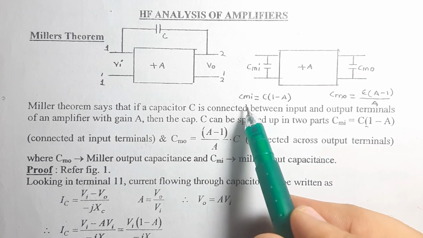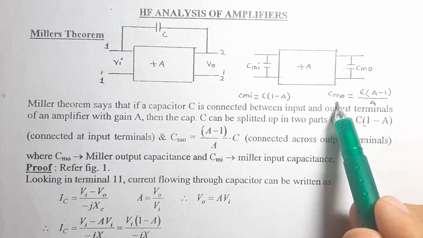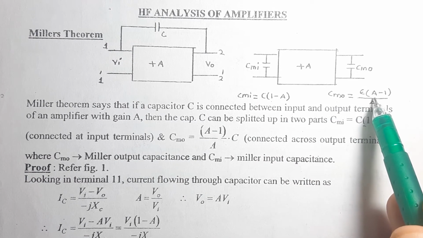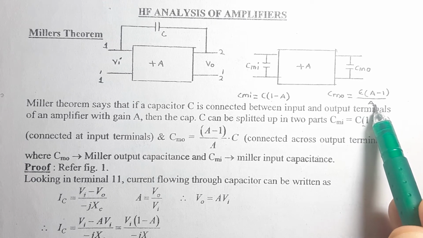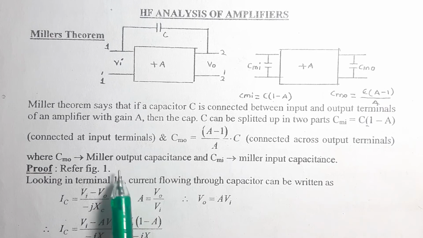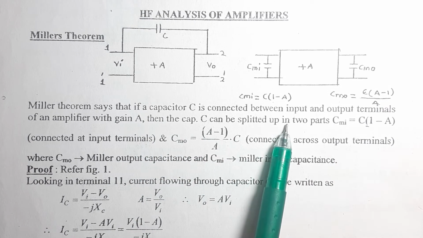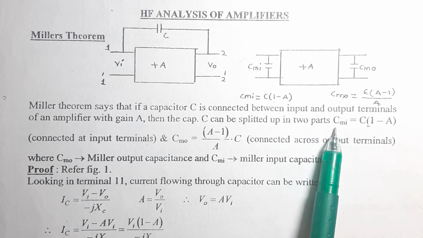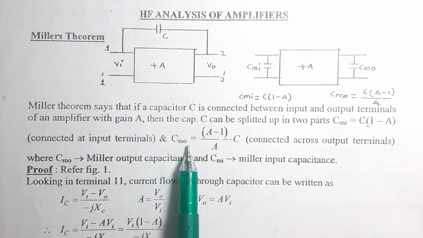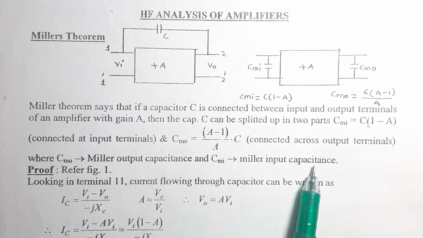Now CMI is given by a certain formula. We'll derive that formula, don't worry. Similarly, CMO is also given by a formula, C into (A minus 1) upon A. Again, a formula which we are going to derive very shortly. Then the capacitor C can be split up into two parts, CMI and CMO, wherein CMO is the Miller output capacitance and CMI is the input Miller capacitance.